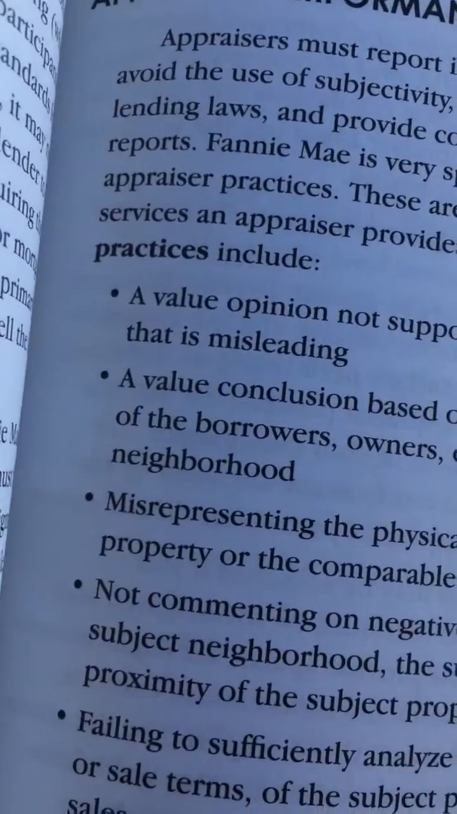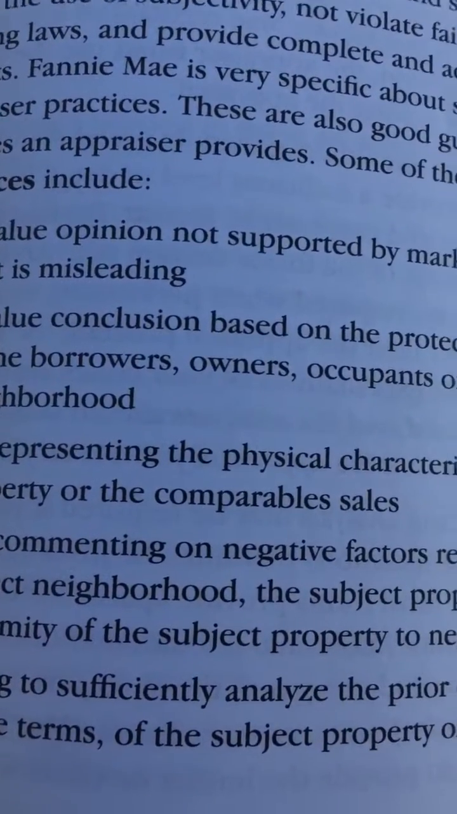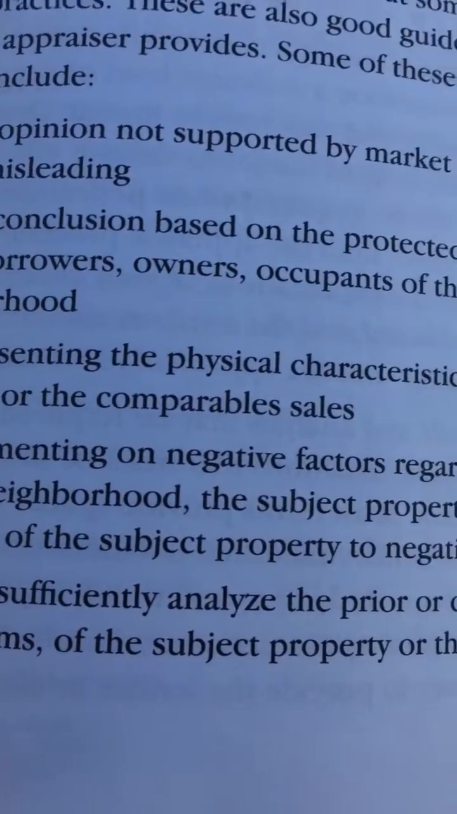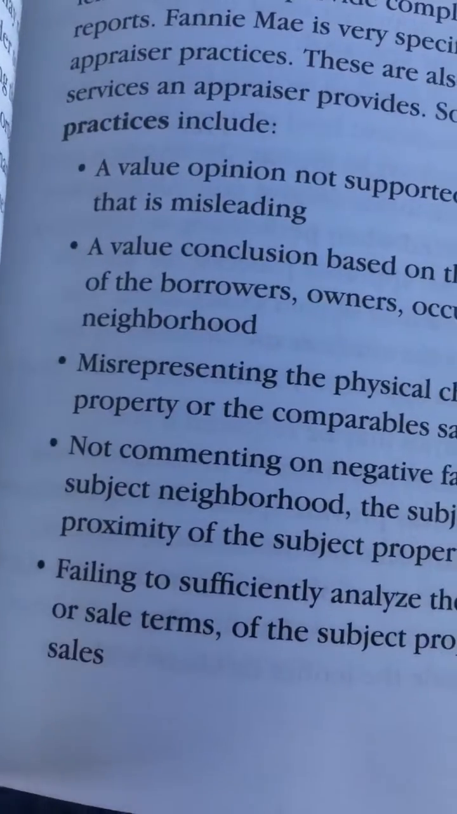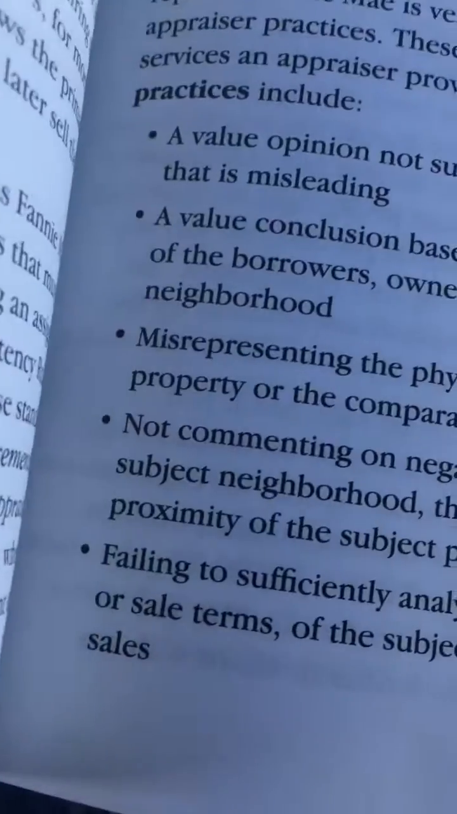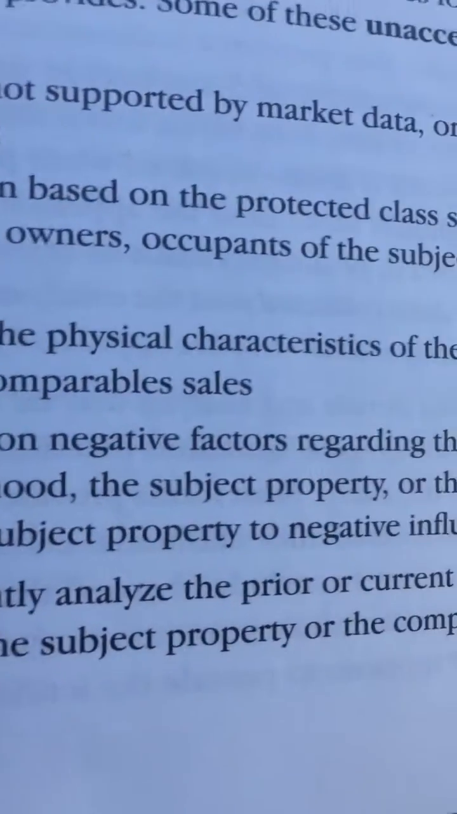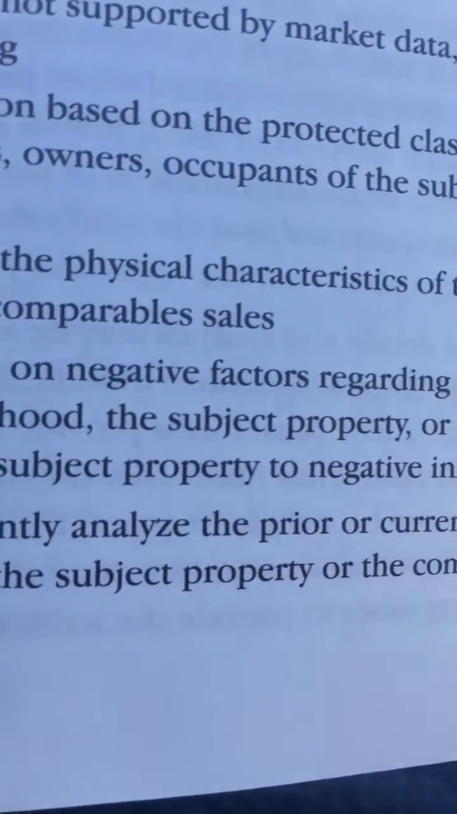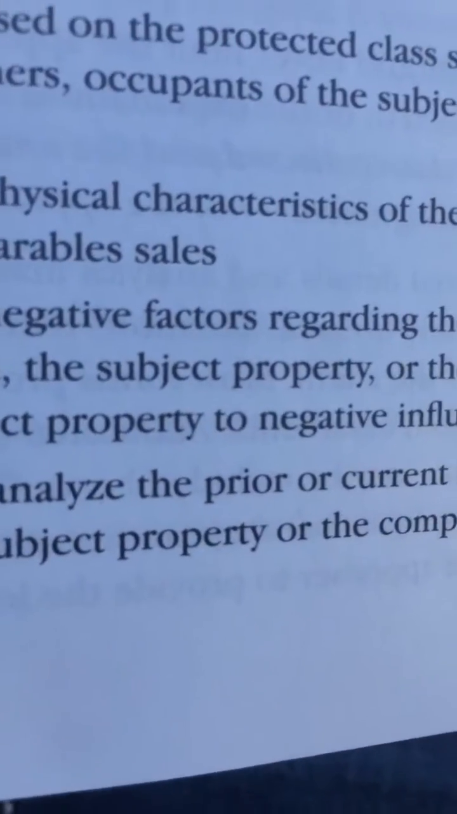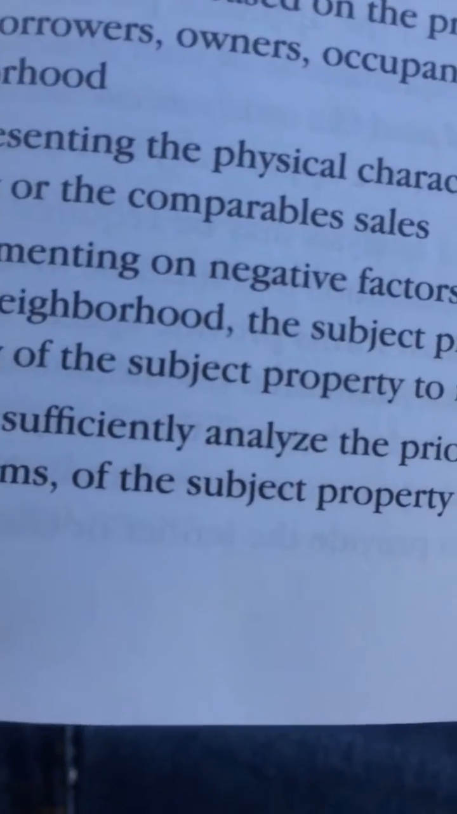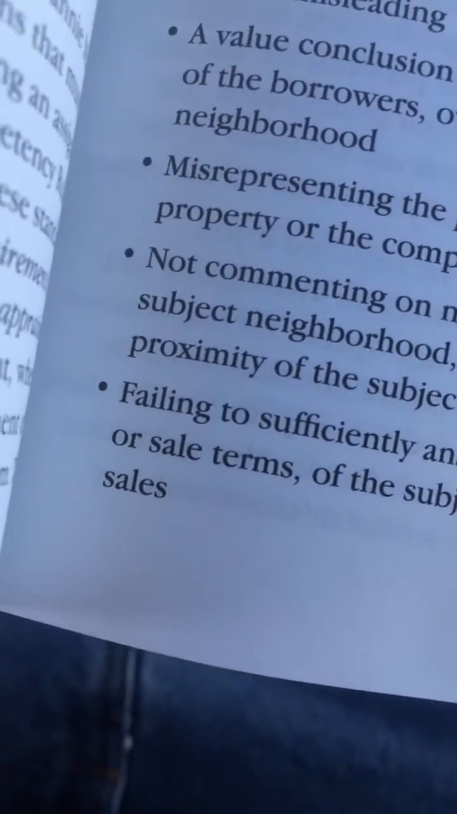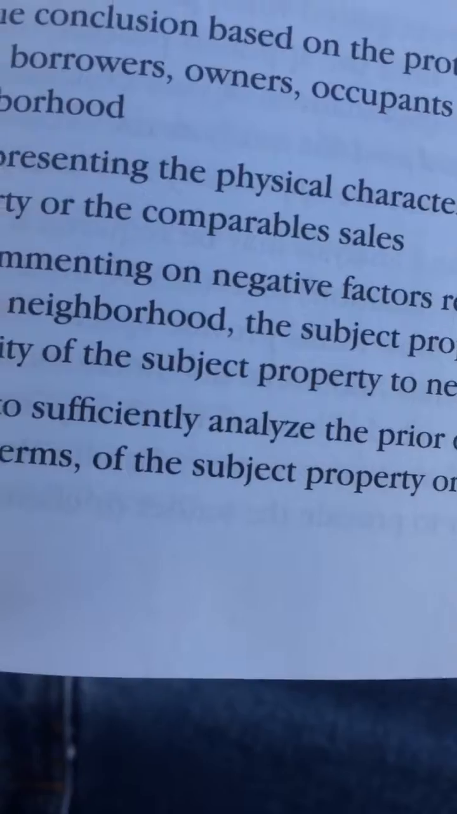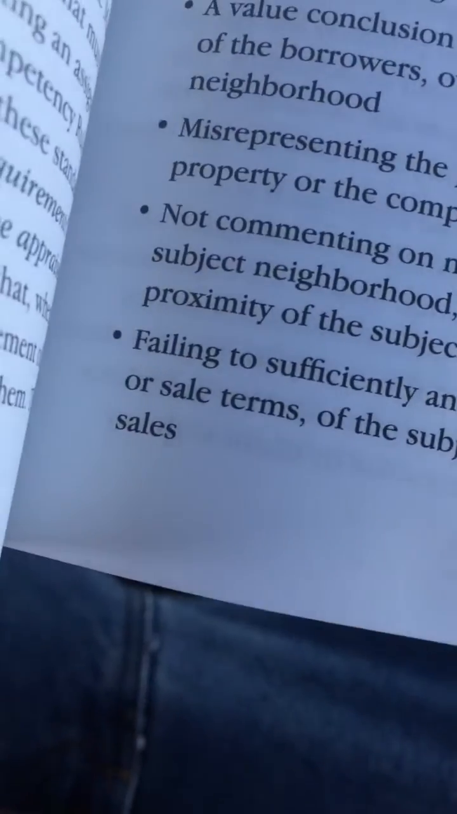Some of these unacceptable practices include a value opinion not supported by market data or one that is misleading, a value conclusion based on the protected class status of the borrowers, owners, occupants of the subject or neighborhood, misrepresenting the physical characteristics of the subject property or the comparable sales, not commenting on negative factors regarding the subject neighborhood, the subject property, or the proximity of the subject property to negative influences, failing to sufficiently analyze the prior or current listing or sale terms of the subject property or the comparable sales.